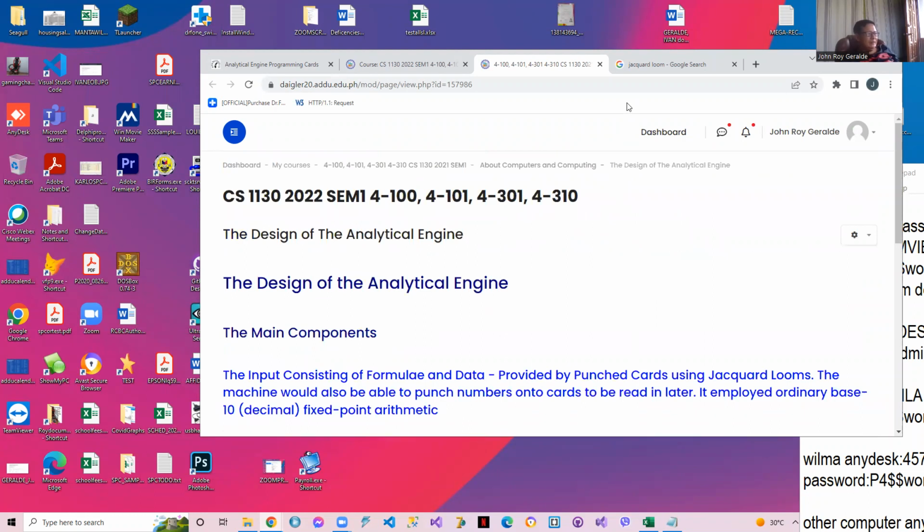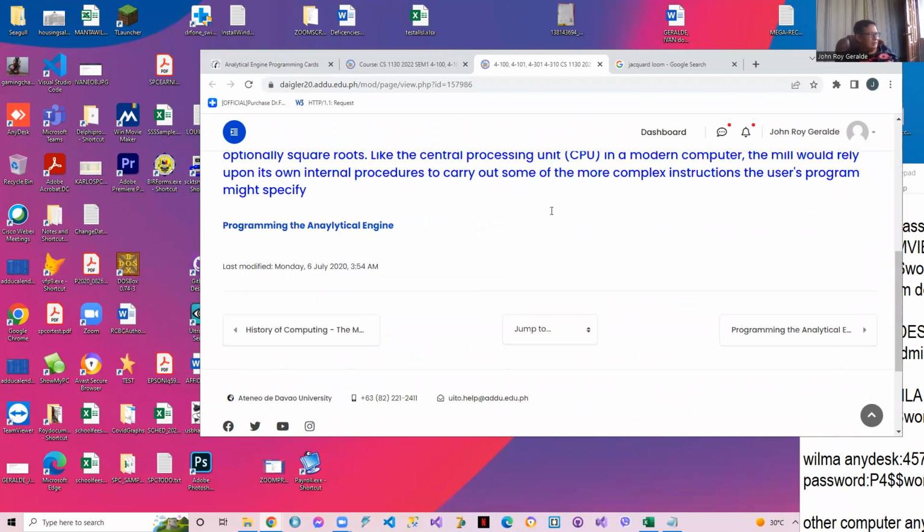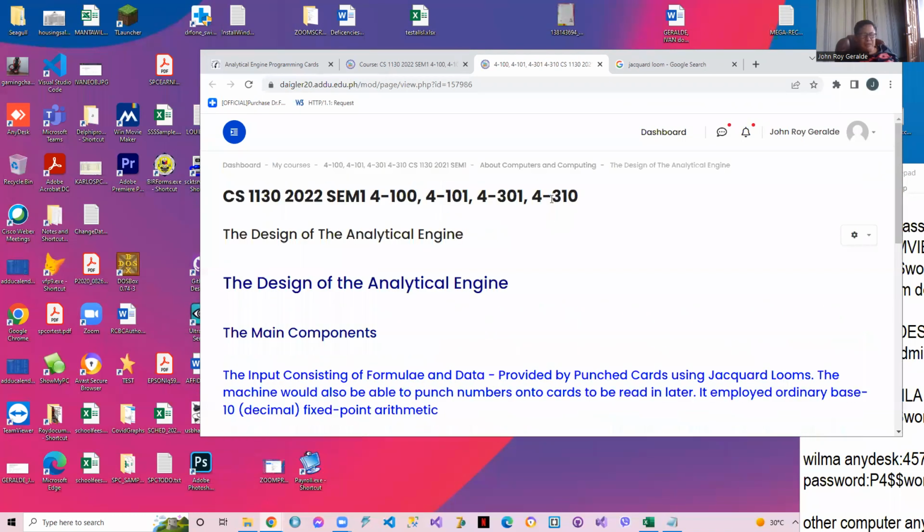Any questions so far? Sana ma-embed natin yung images of the store and the mill. Okay? I'll do that later, okay?